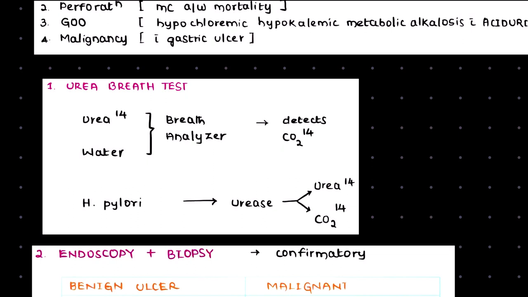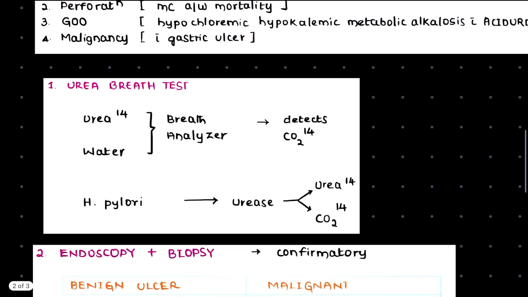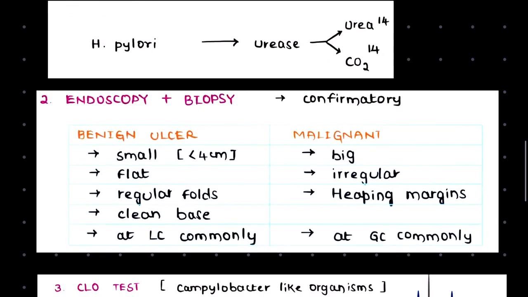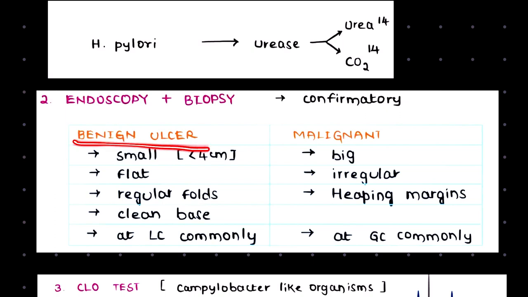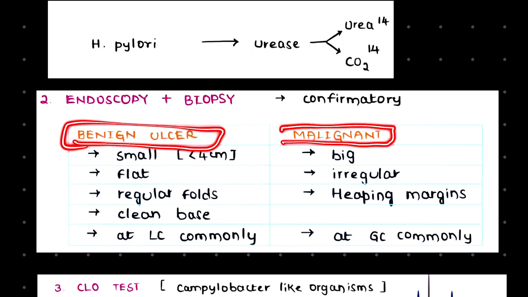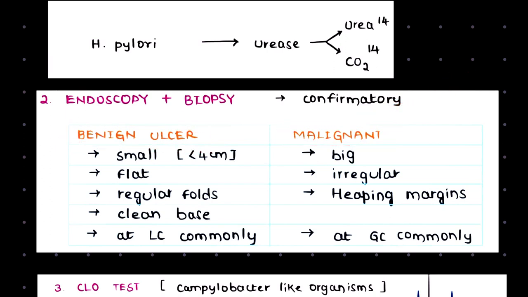Moving further, we have the definitive test, which is endoscopy and biopsy, the confirmatory test. We have two types of ulcer: benign ulcer and malignant ulcer. As I mentioned earlier, malignant ulcer is found in gastric ulcer, but benign ulcer is found only in the case of duodenal ulcer. Now how do we know benign ulcer from malignant ulcer?